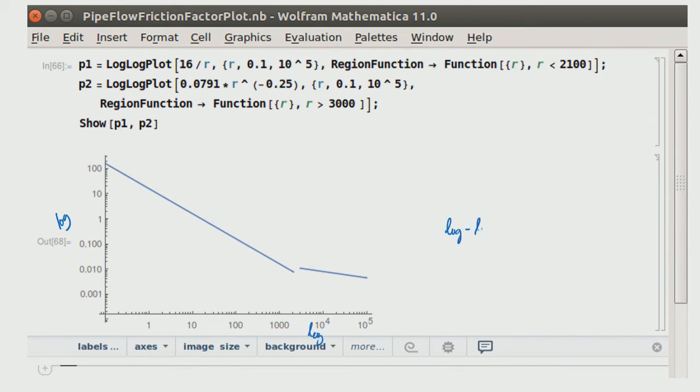Remember that it is always made a log plot, and the log plot of a function that looks like f is equal to something by Re would naturally have a negative slope of 1, which is 45 degrees in the negative way, which you can already see is visible here. So this region is coming from this expression, and this region is coming from this expression.